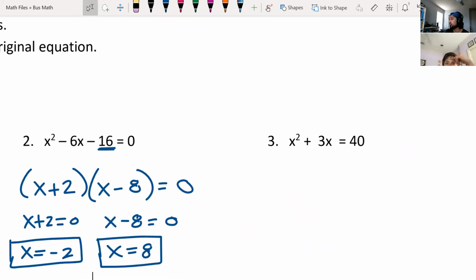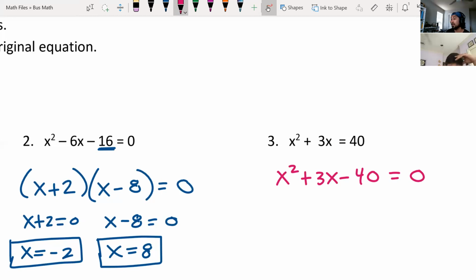All right. Number 3, same thing. If we want to solve for x, you have to have 0 on one side of the equation. So for number 3, you have x squared plus 3x equal to 40. What we're going to do is take this 40 and just subtract it to the left side. So we're going to rewrite this as x squared plus 3x minus 40 equal to 0. So the only way we can solve for x is if we have a 0 on the other side.